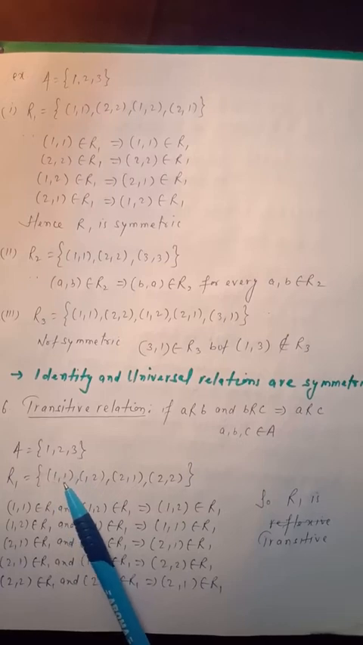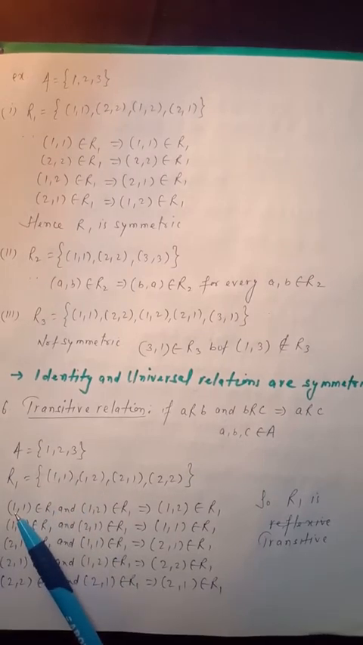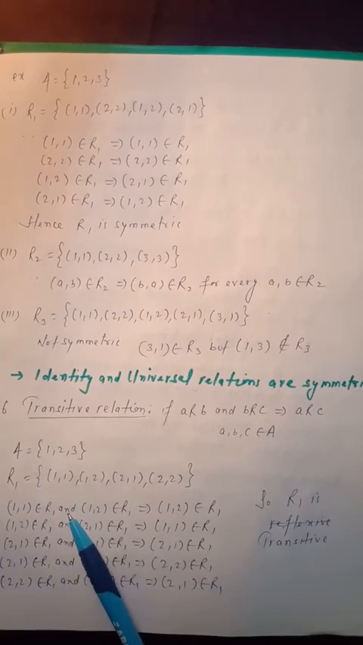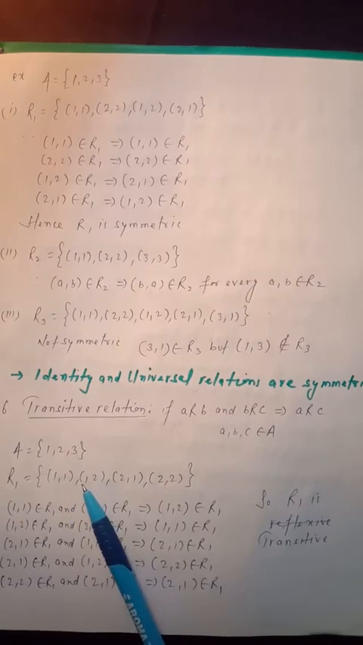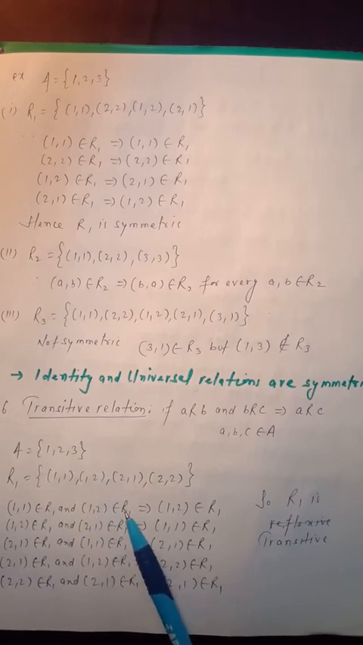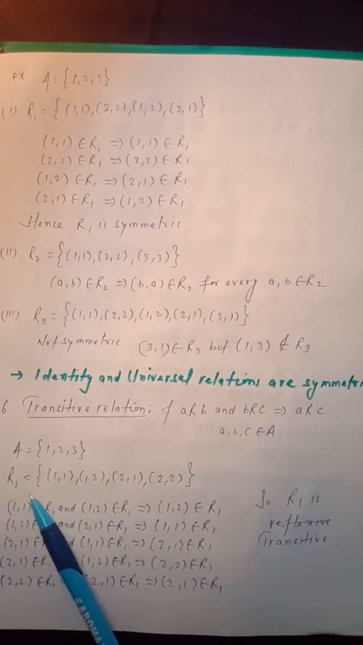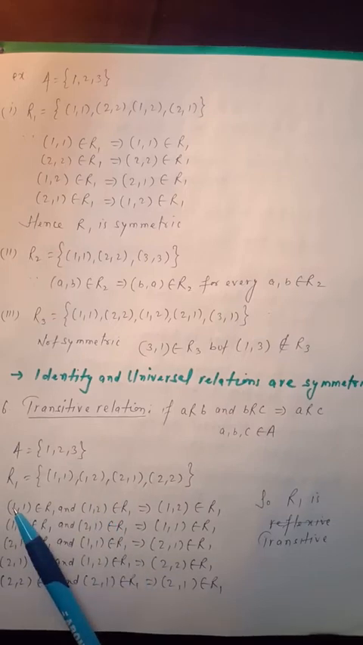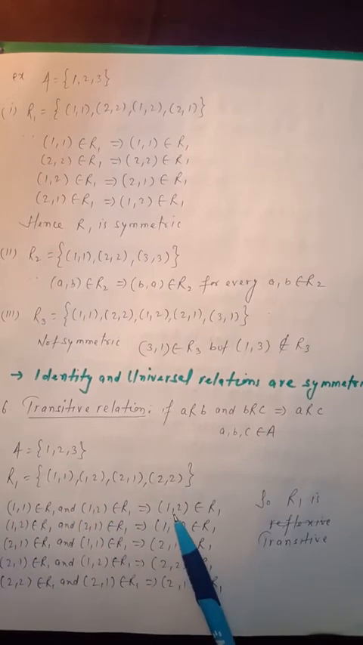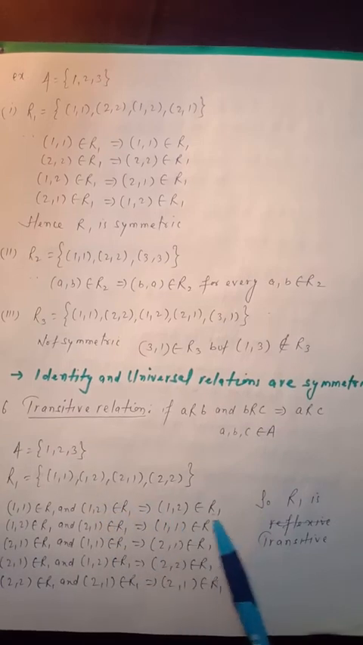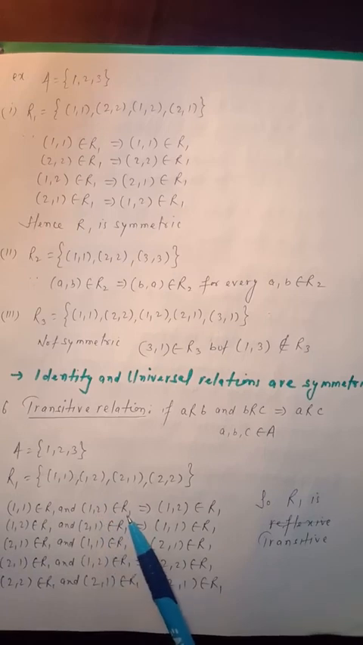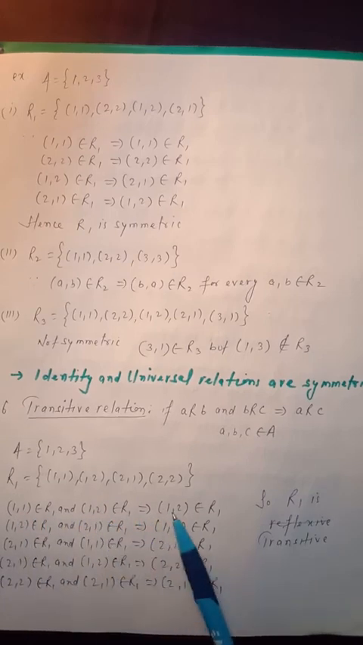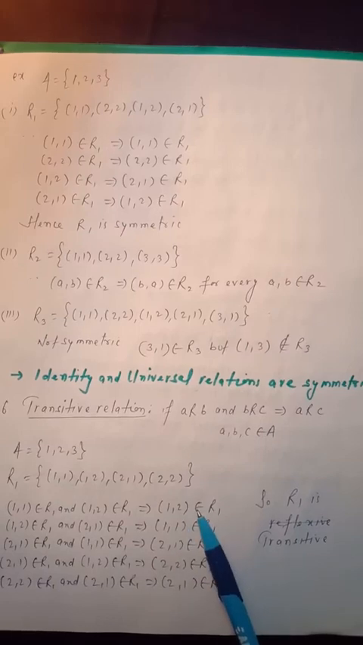Take this element 1 comma 1. So I have written that 1 comma 1 belongs to R1, and here it is 1. So just find out the next element where the first element is 1. Yeah, here. So 1 comma 2 is also present in R1. It means this first and this last, so 1 comma 2 must be present. Yes, 1 comma 2 is present. So it means A comma B belongs to R1 and B comma C belongs to R1, it implies that A comma C belongs to R1. Therefore, the first condition is true.